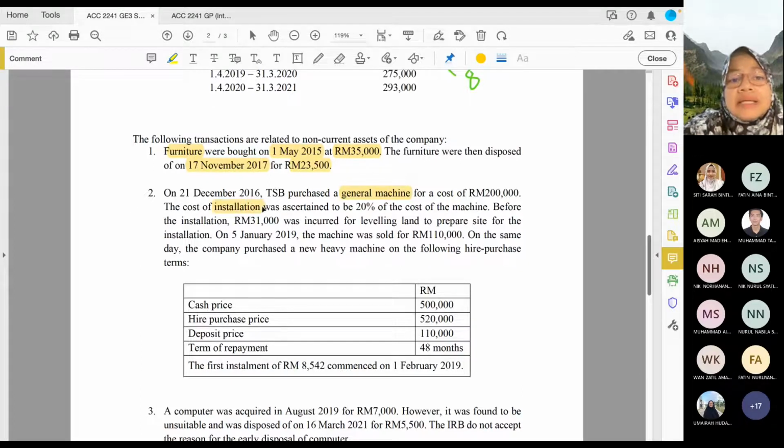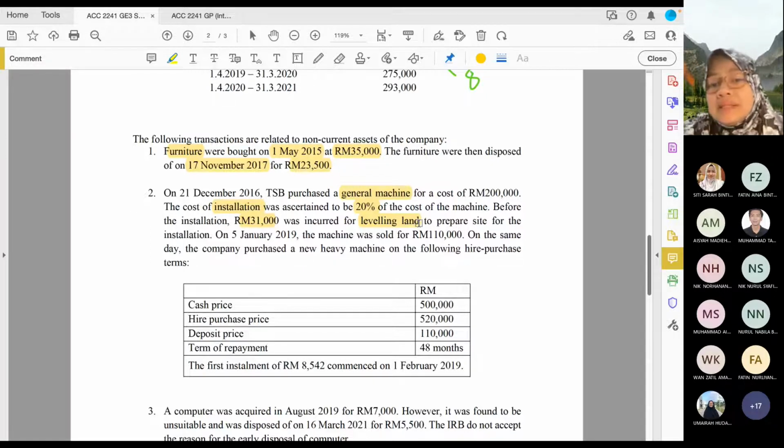So remember that installation cost is part of the qualifying expenditure, and it was given that the installation cost is 20% of the cost. All right, and then you also incurred 31,000 for leveling of land. So this is what we call PCTL. All right, the preparation. What is that? Preparing, cutting, tunneling, and leveling of land to prepare site for the installation of the machine. So you have PCTL here.